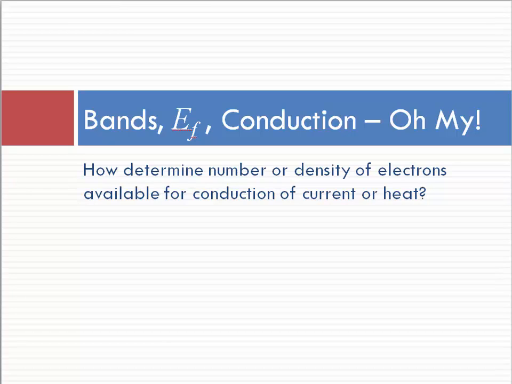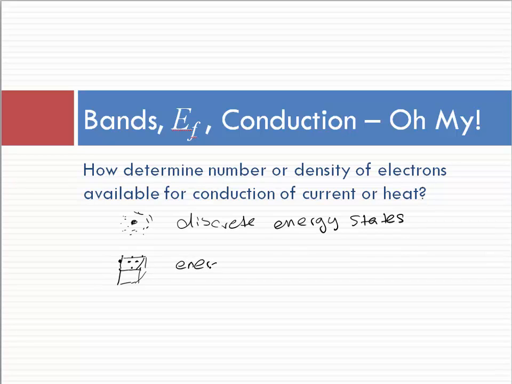So in the last lecture, we reviewed a little bit about atoms and electrons and energy states. Let's just do a quick recap. If we have a single atom, the electrons in that atom have discrete energy states. If we have many atoms together forming a solid, a bulk solid, then those electrons begin organizing in energy bands.